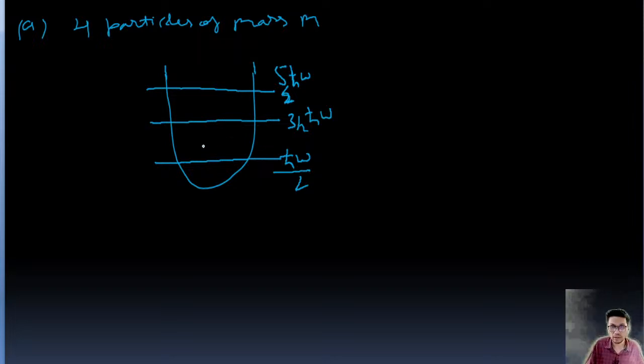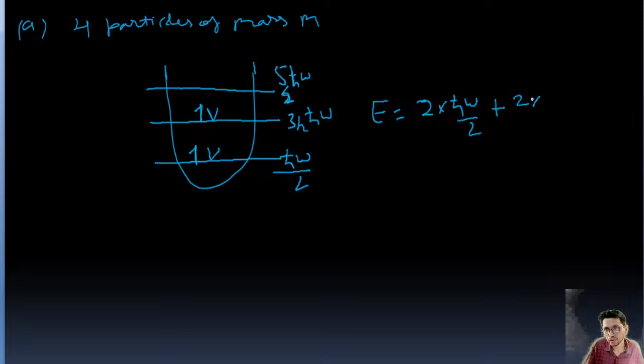So 4 particles means 2 will be here and 2 will be here. So the energy is going to be very simple, 2 into h cut omega by 2 plus 2 into 3 by 2 h cut omega. So the 2 will get cancelled. So this is going to be 4 h cut omega. So this is the energy for 4 particles of mass m.